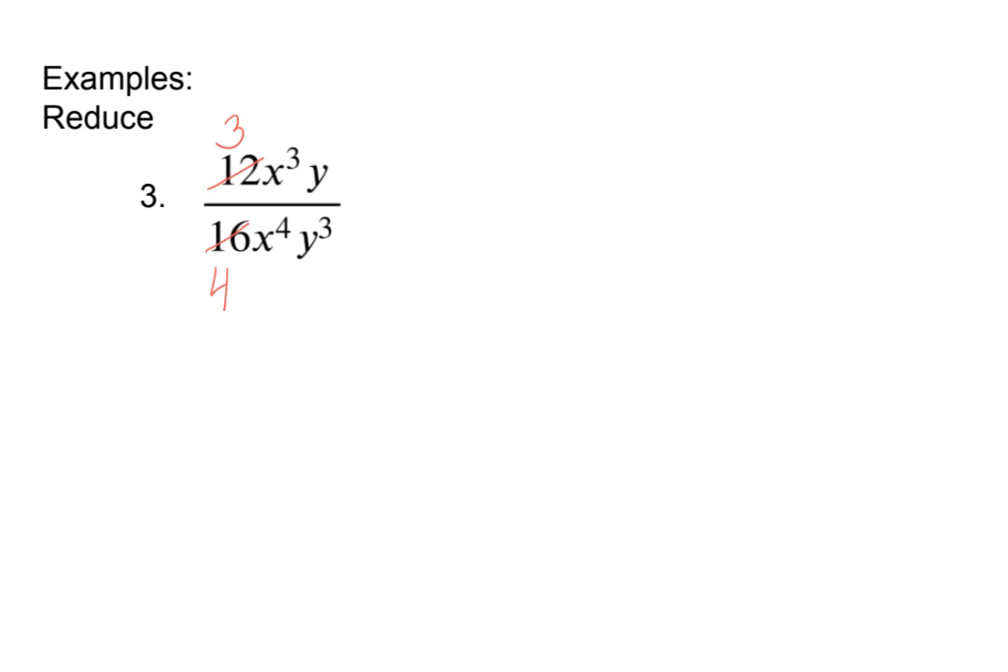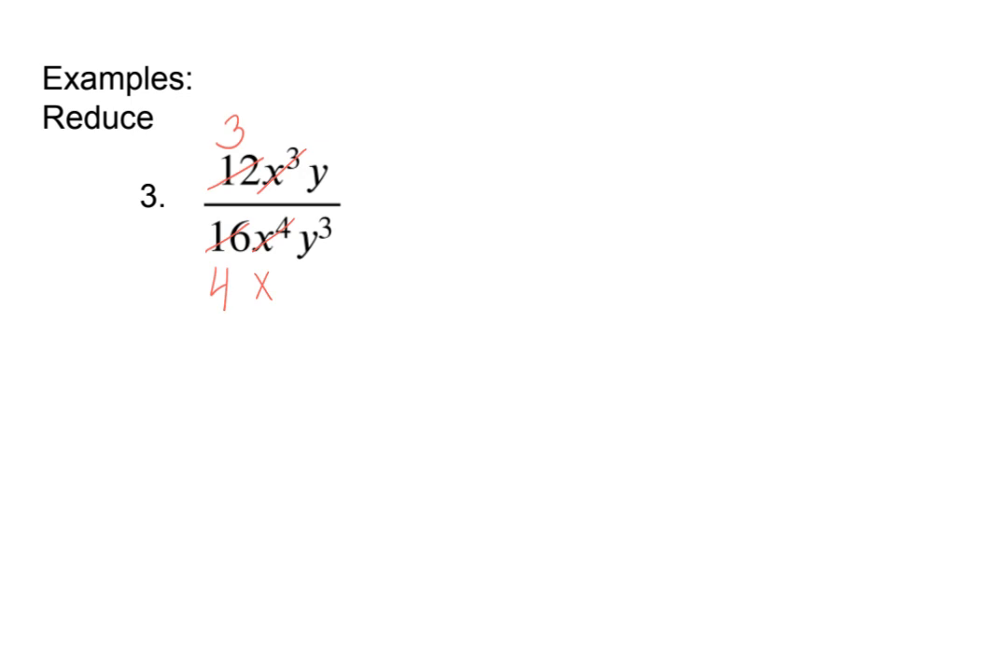Let's look at the x's. So up here I have x to the third, and down here we have x to the fourth. So it looks like I could cancel out 3, or x to the third power. So x to the third up here is going to be gone. Now on the bottom we have x to the fourth. I'm taking x to the third out, so that means I would have one of those left. So just an x.